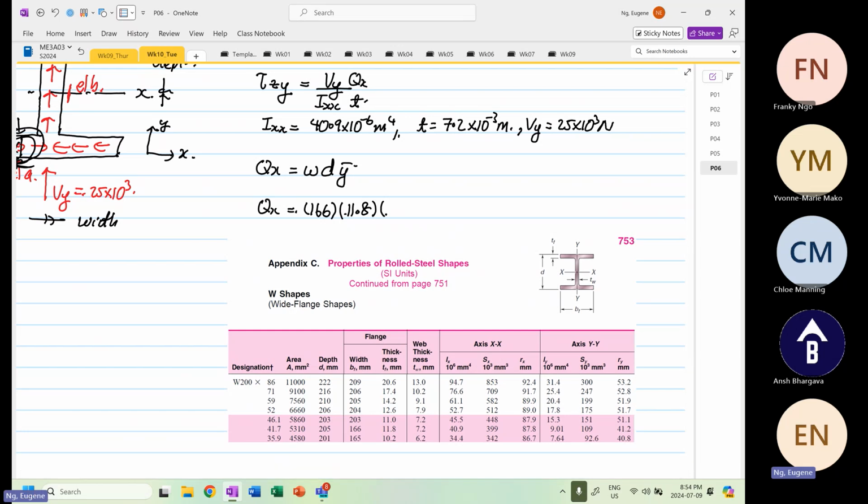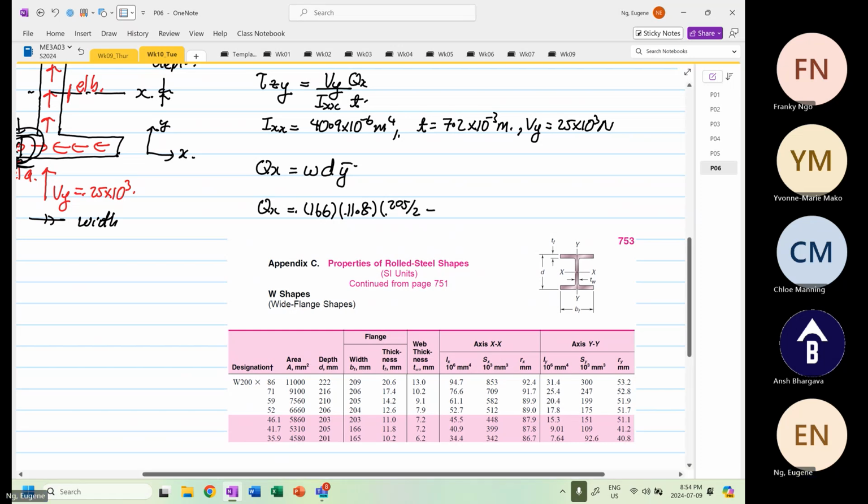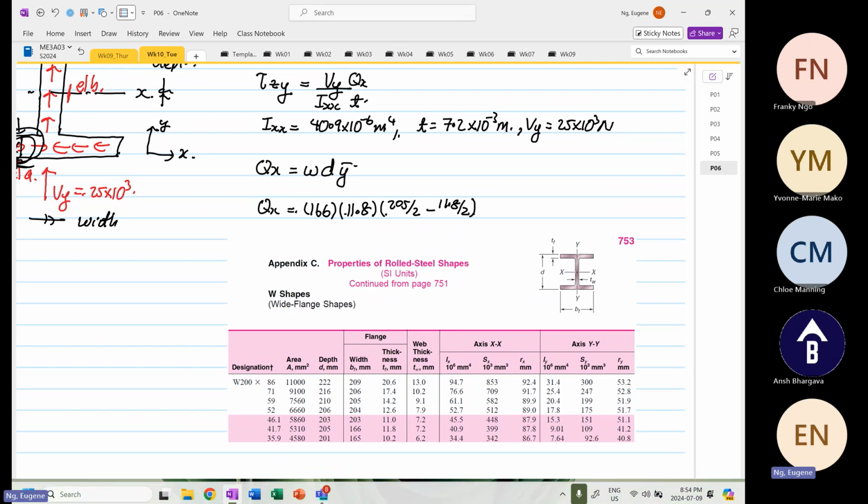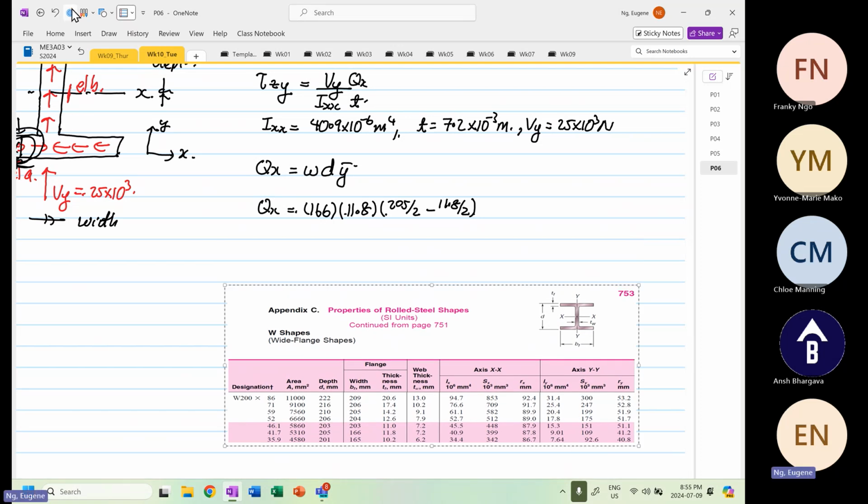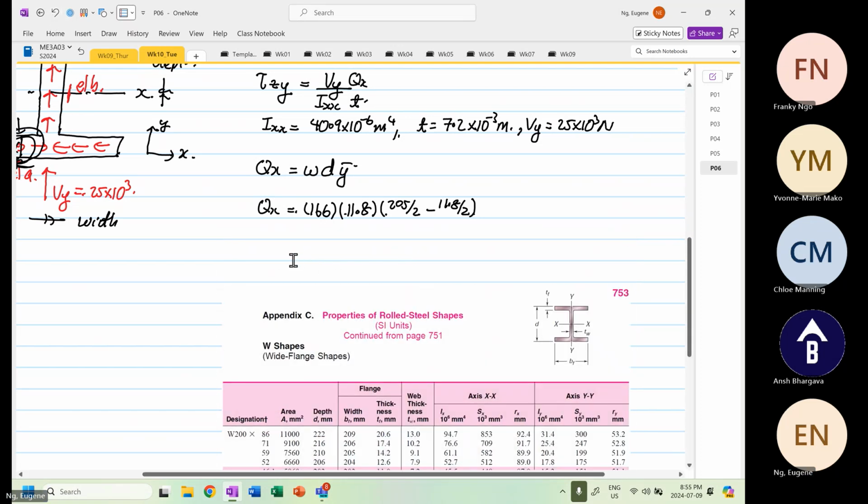And then the y bar is equal to d divided by 2, where d is 205, minus 11.8 divided by 2. So this term over here is for the flange.